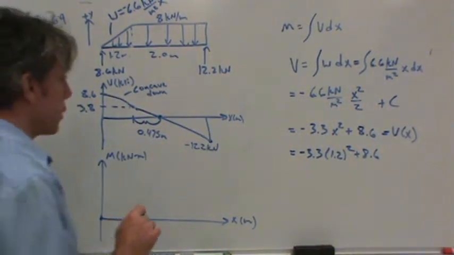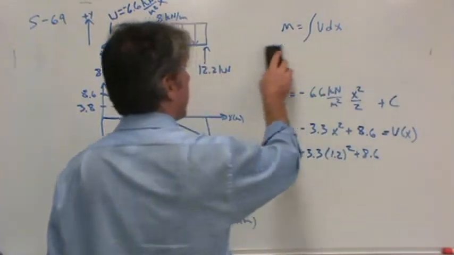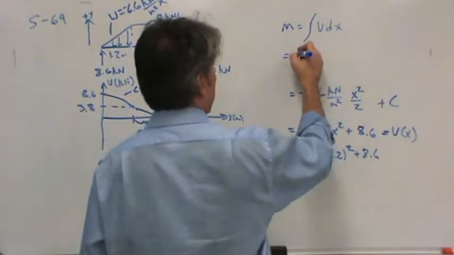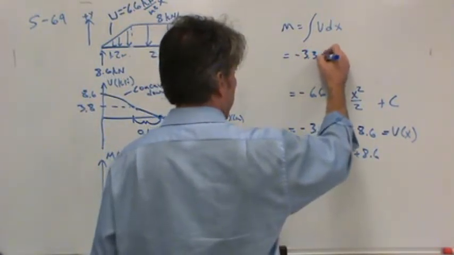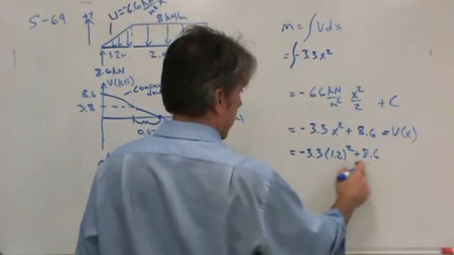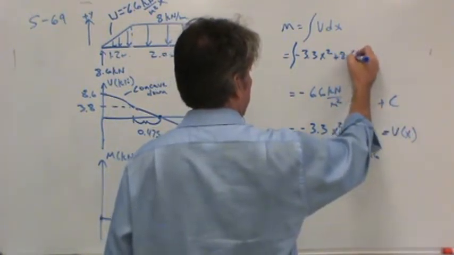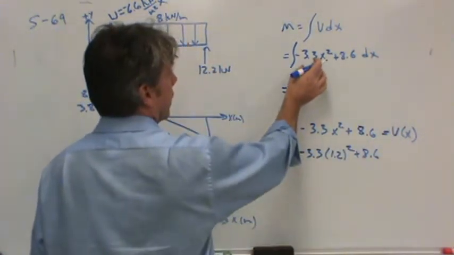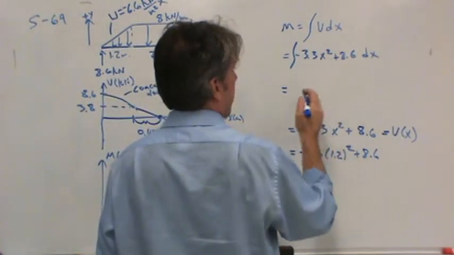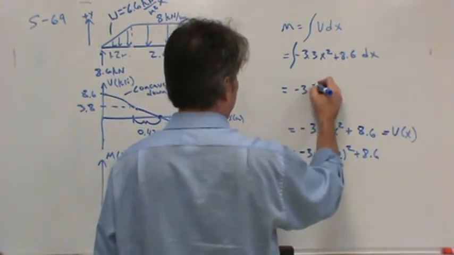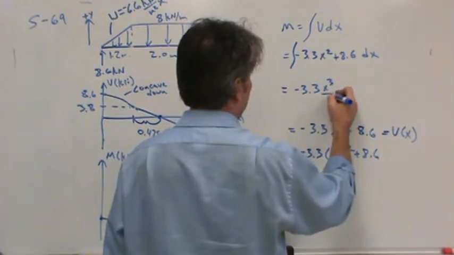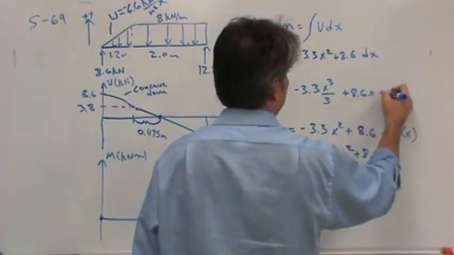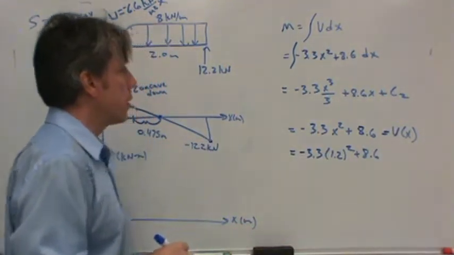Okay. So now I should be able to integrate it again to come up with the moment. So let's see. Negative 3.3 x squared, here we go, plus 8.6 dx. If I integrate that, what do I get? Well, again, I can pull out the constant and just integrate these two terms separately. Let's see, negative 3.3 x cubed over 3 plus 8.6x plus some other constant. Let me call it C2 so I can differentiate.